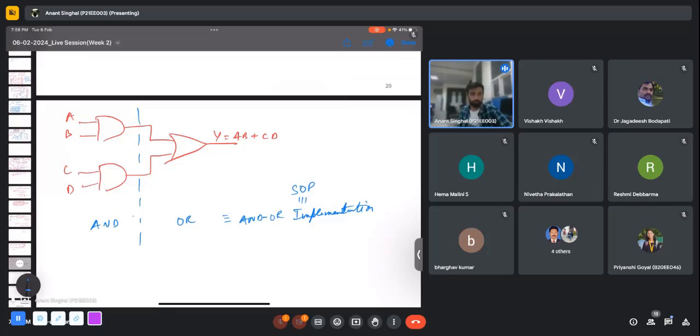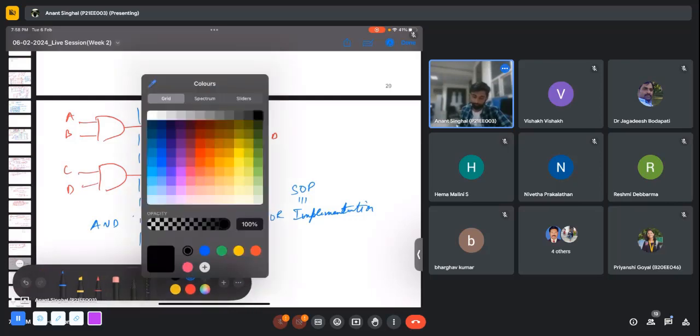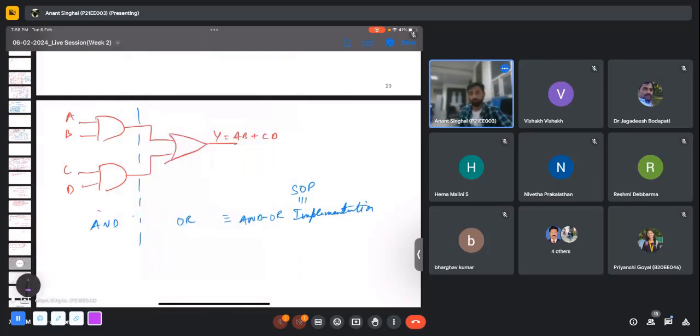Do you understand this part, everyone? Any doubts here? Anyone having any doubts till now? Okay, so I hope not.